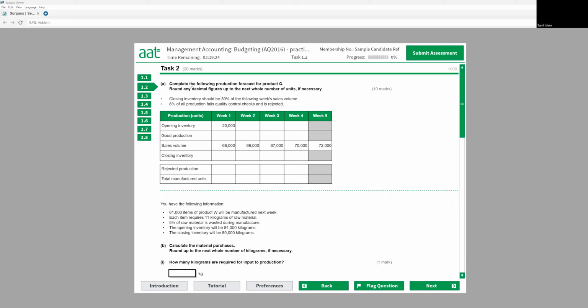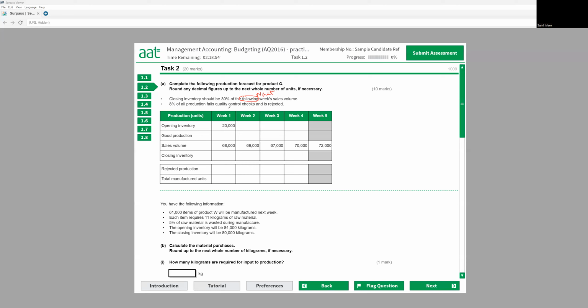Let's read the question. We have to complete the following production forecast for product G. Round any decimal figure up to the next whole number of a unit if necessary. So if you have a decimal, you have to round it up to the next whole number. We have two pieces of information here. Closing inventory should be 30% of the following sales volume. Following means next. Following means the next week's sales volume.